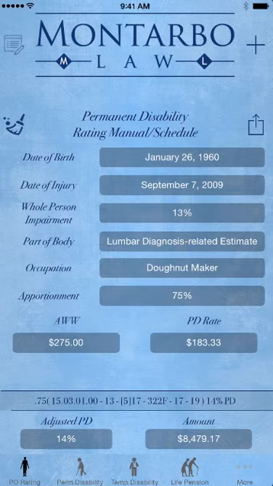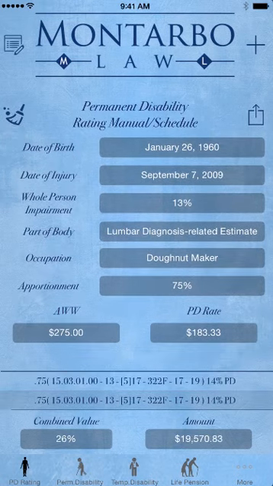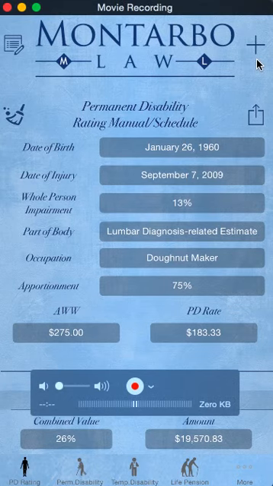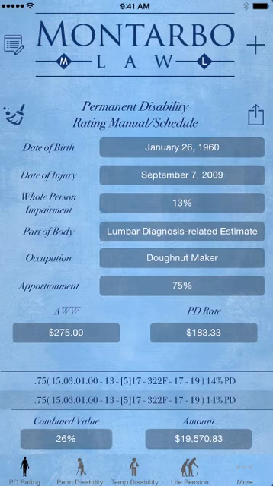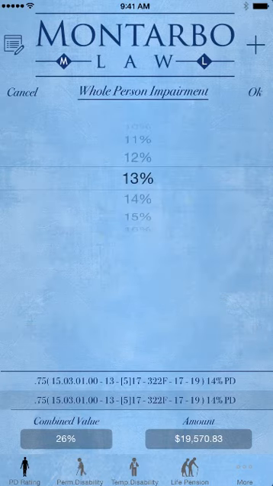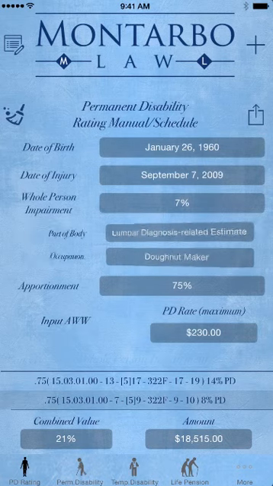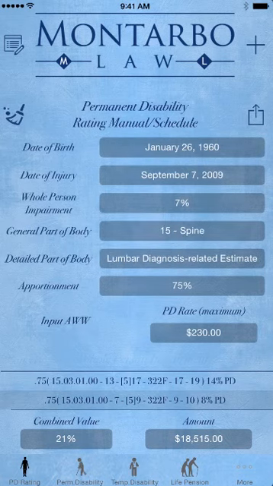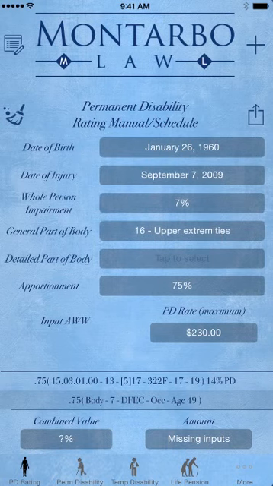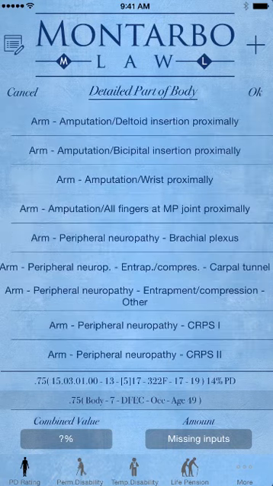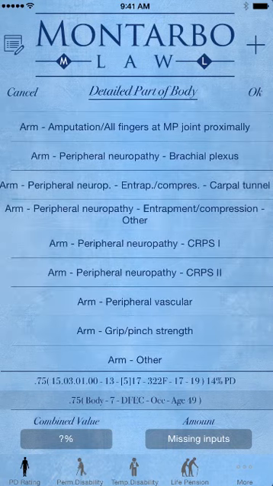But let's say that in our hypothetical, he's not only injured his low back, 75% industrial, but he's also injured his upper extremity. I hit the plus symbol. That gives me a second line. Now I'm going to adjust this second line. I'm going to change the whole person impairment to 7%. It's an upper extremity. I'm going to change the part of body from spine to upper extremity. And let's say that he has, I don't know, peripheral neuropathy of some sort.